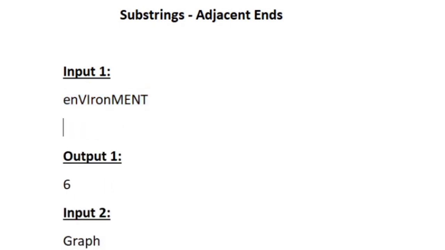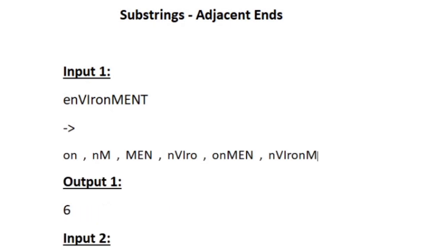So let us generate it. So these are all the valid substrings in which the first and last characters are adjacent. So totally there are 6 substrings. The first substring is "on". Here the first character is o and the last character is n. So the characters o and n are adjacent in the alphabet series. The character o is present after n. So this is a valid substring, and then the next substring is "nm".